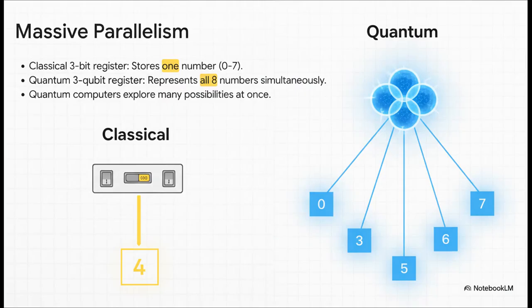Let's go back to that idea of superposition. A classical computer, like the one in your phone, with 3 bits, can hold just one number at a time. Say the number 5. That's it. But a quantum computer with 3 qubits can hold every single number from 0 to 7 simultaneously, all at once, held in that superposition. This isn't just a small upgrade, it's a totally different way of processing information, something called massive parallelism.